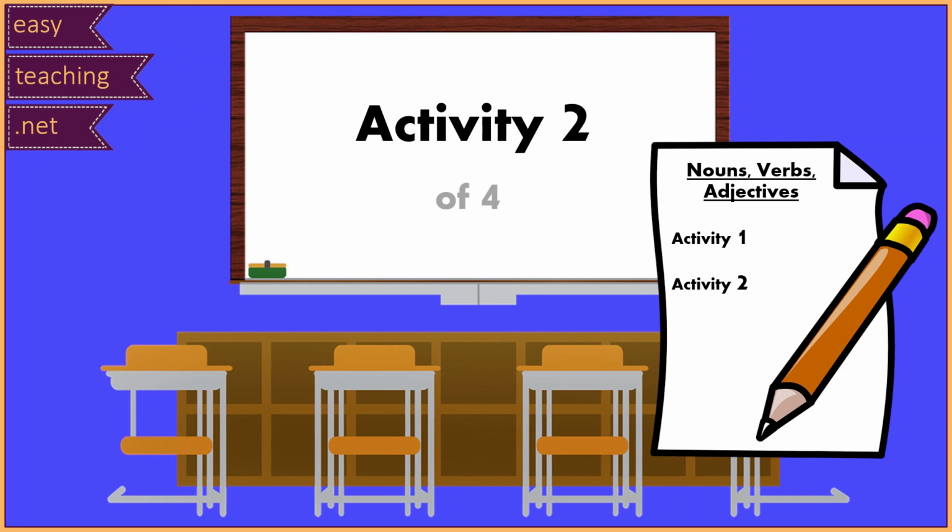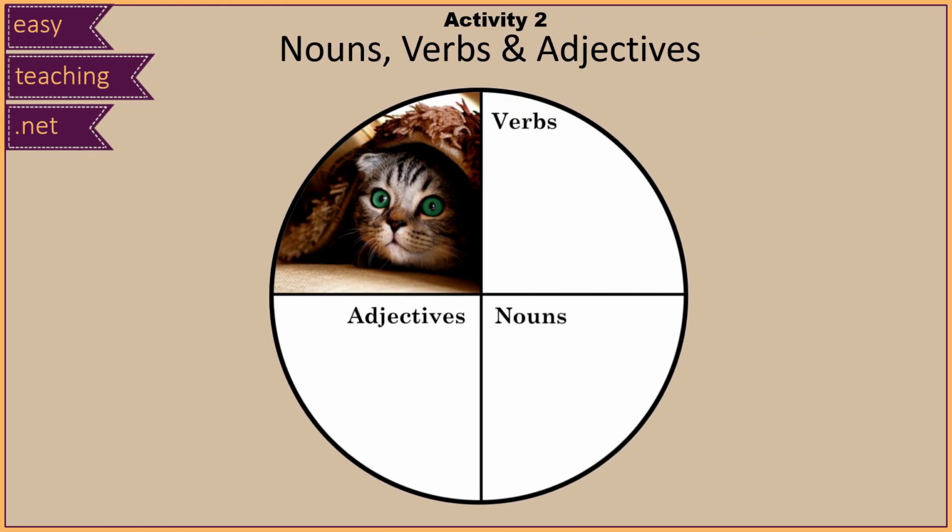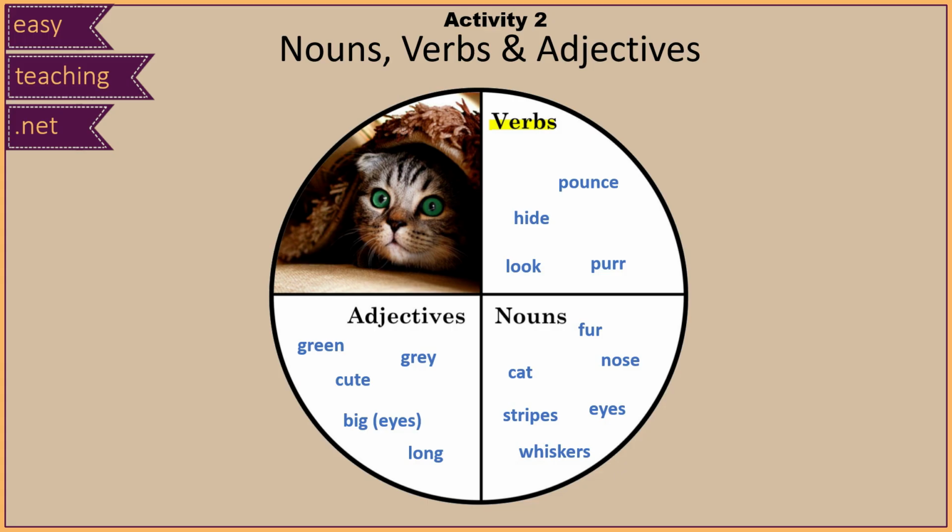Activity 2. In this activity, you're going to use a picture to help you brainstorm as many nouns, verbs, and adjectives as you can. I'm going to do this first one for you. The adjectives I think of when I look at this picture are cute, big, grey, long, and green. My nouns are cat, eyes, fur, whiskers, nose, and stripes. Verbs which match the picture are look, hide, purr, and pounce.